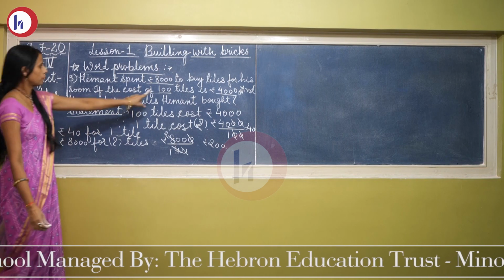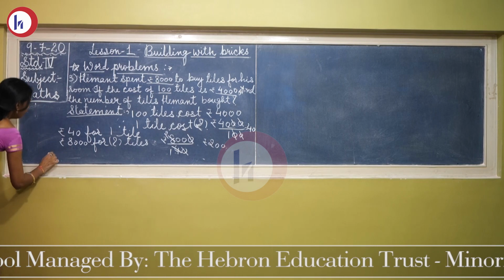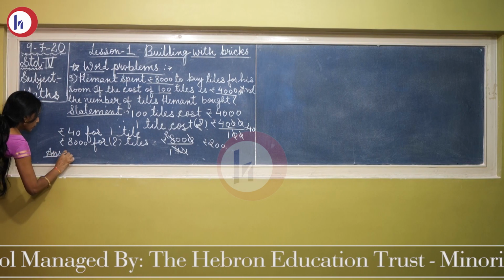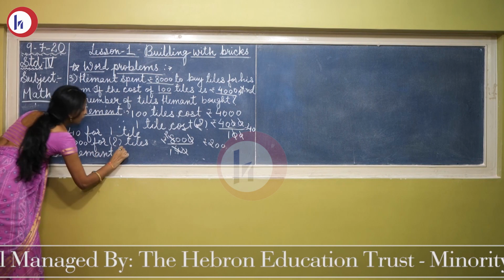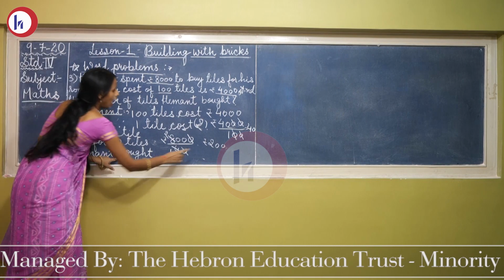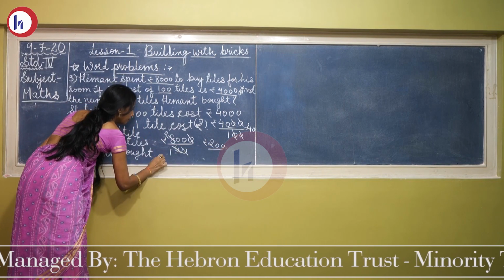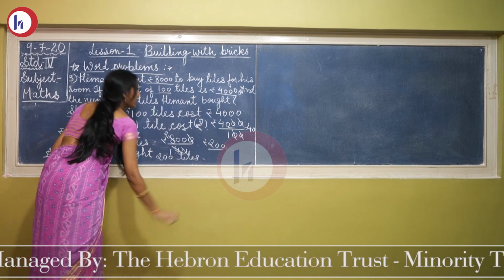Now see the question. Find the number of tiles Hemant bought. So the answer will be Hemant bought 200 tiles.